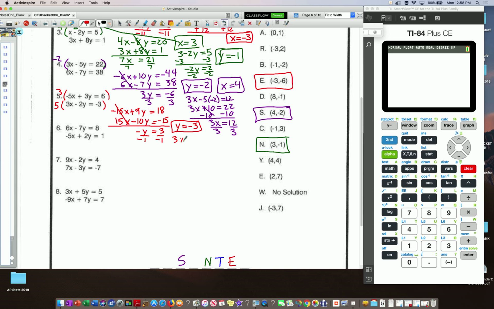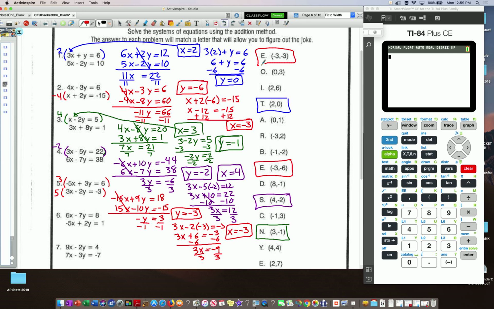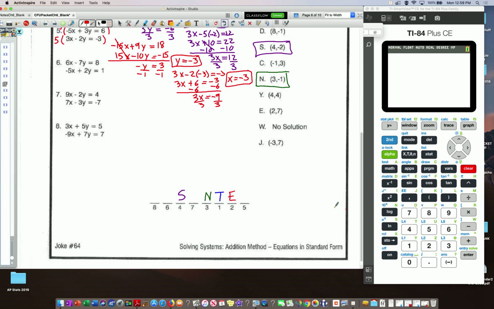So I have 3x minus 2 times negative 3 equals negative 3. So 3x, let's see, negative 2 times negative 3 is 6, equals negative 3. Subtract 6. So 3x equals negative 9. Divide by 3. And x also equals negative 3. Wow, they both are negative 3. So let's see if that pops up. There it is, E up top. So number 5 is also E. Huh? Go figure, they're both red. All right, 3 left to go.